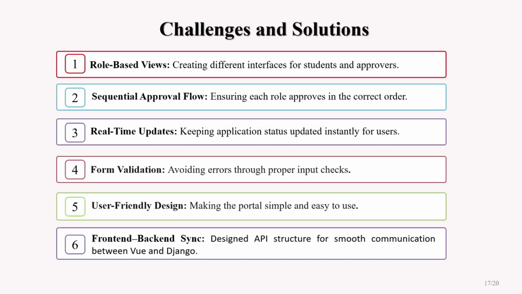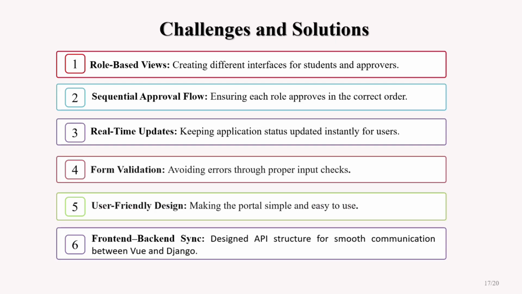Third, we needed proper validation. Students enter details like CGPA and credits, so we had to check everything was correct before allowing submission. Lastly, we had to make sure the approval order was strictly followed. For example, the head shouldn't see a form until the provost approves it. Solving these issues helped make the system more secure and user friendly.